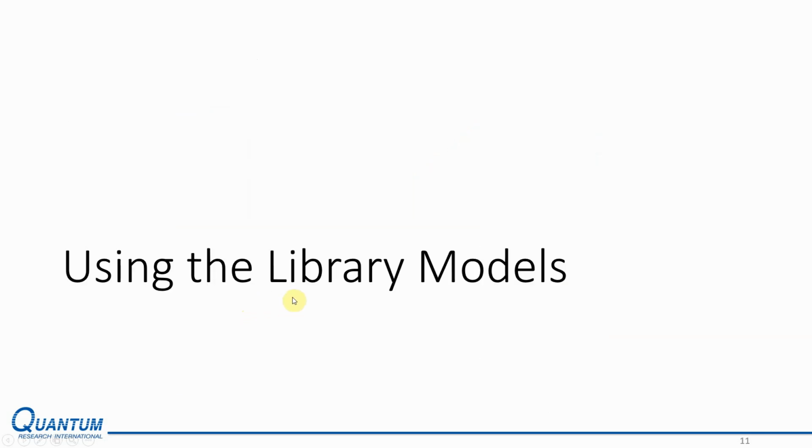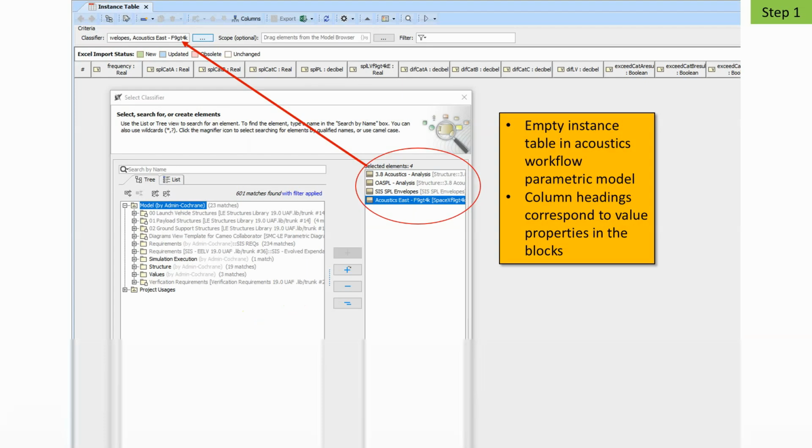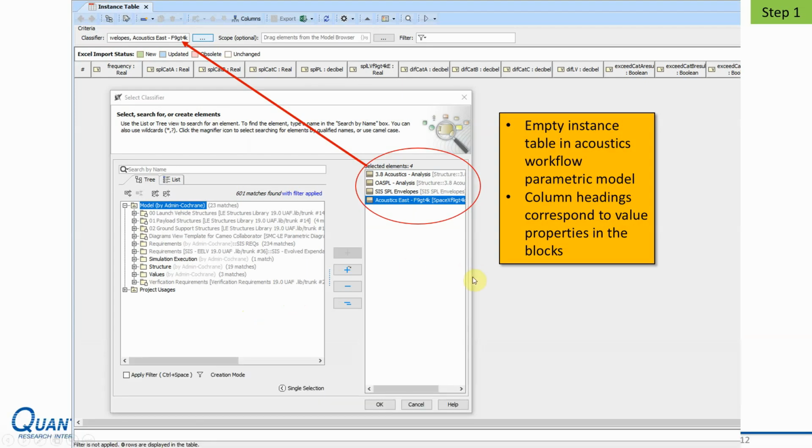So how do we use these libraries? The first thing to do is build an instance table. And as I said earlier, all of this is based on the flow of instance data from the libraries and from external sources into our analysis model.